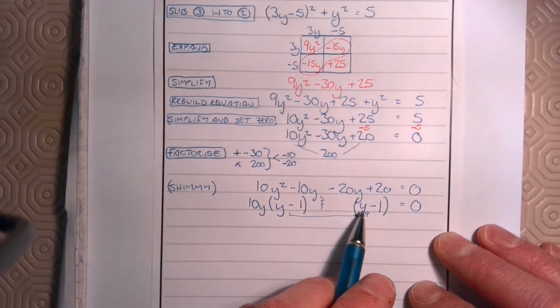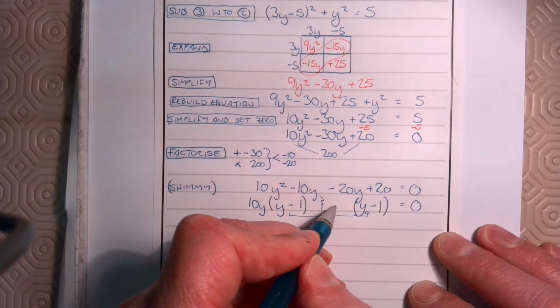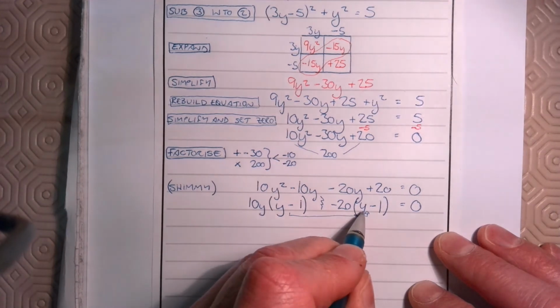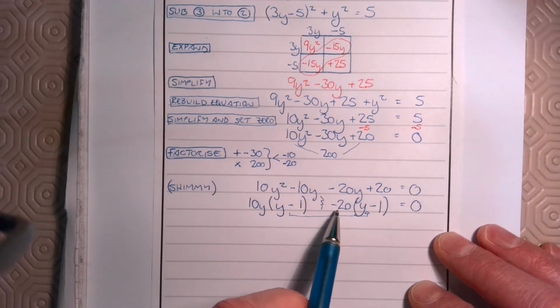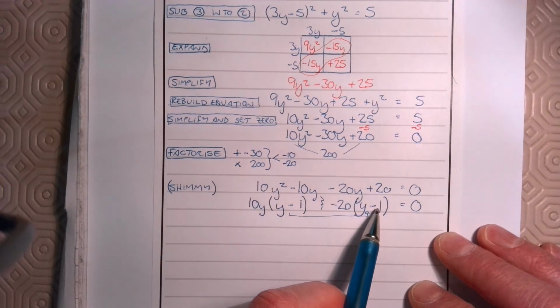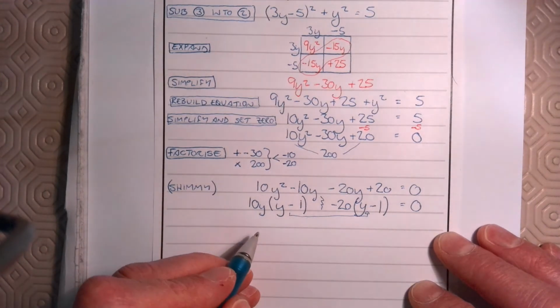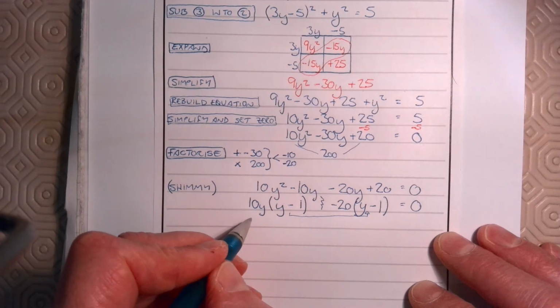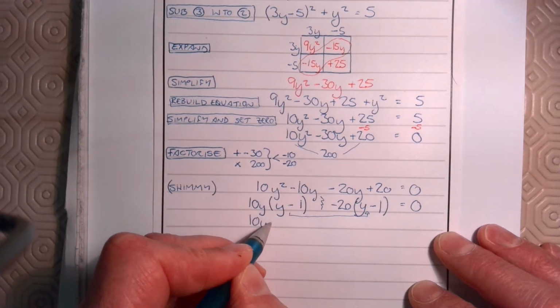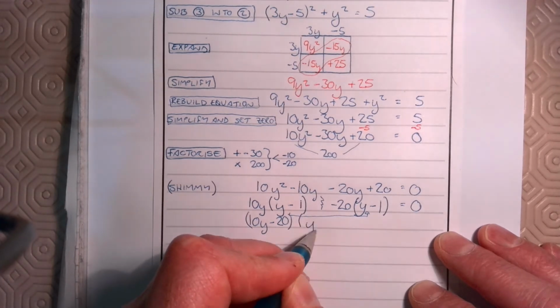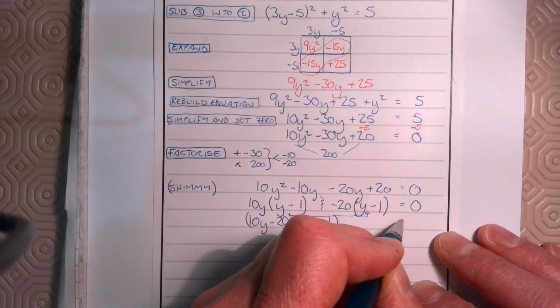Something times y gives me minus 20y, so that must be minus 20. So minus 20 times y, all good. Minus 20 times minus 1, that's going to give me positive 20. That's going to work. Excellent. So we just need to bring that together now. So I know I've got 10y minus 20 lots of y minus 1 equals 0.